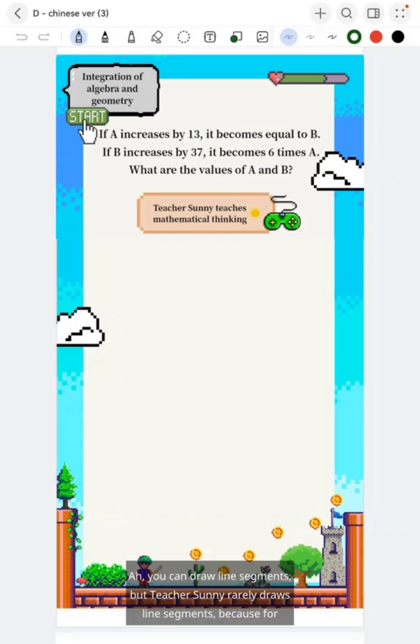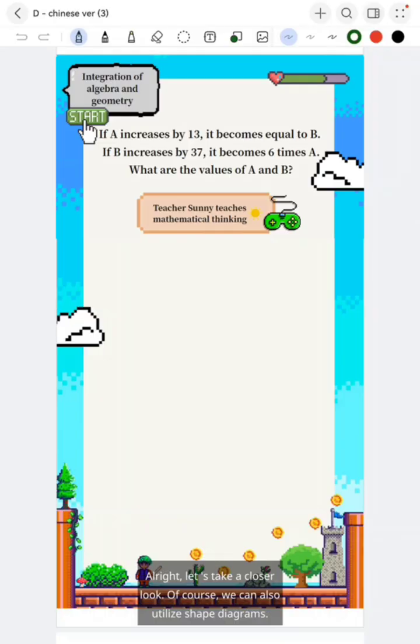You can draw line segments, but Teacher Sunny rarely draws line segments because for complex figures, drawing line segments isn't easy. However, if you can draw it out well, then solving the problem will yield twice the result with half the effort because it's intuitive. But in complex problems, drawing the diagram well, especially line segment diagrams, is not easy. Alright, let's take a closer look.